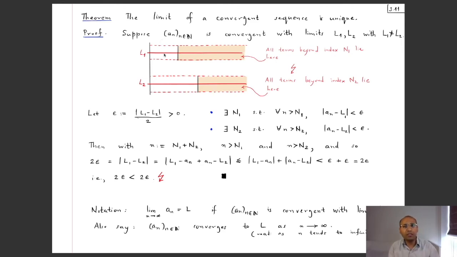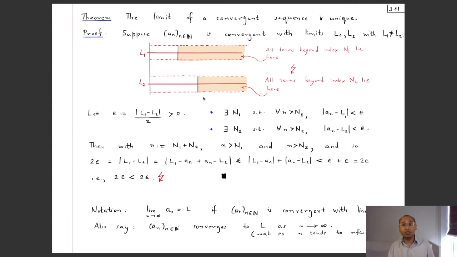So we are assuming that the sequence is convergent with two limits L1 and L2, with L1 not equal to L2. Since L1 is not equal to L2, this is a non-zero number, so the mod of it is a positive number, and that divided by 2 is also a positive number. So let's take this as our epsilon. That's a legitimate positive number. Since the sequence is convergent with limit L1, there exists an index, let's call it N1, such that beyond that index, the distance of all these terms a_n to L1 is less than epsilon.